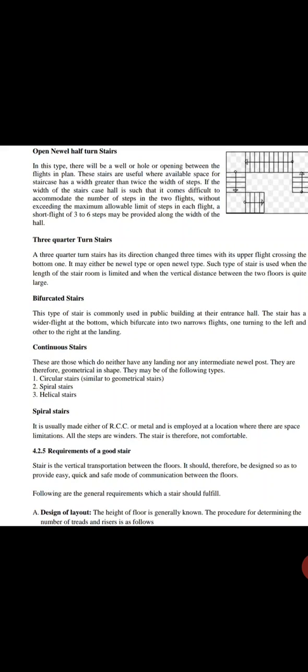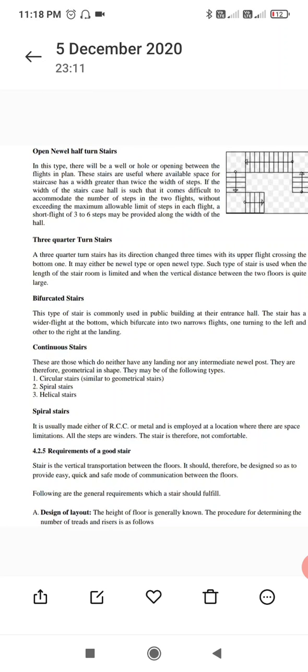Bifurcated stair. This type of stair is commonly used in public buildings at the entrance hall. The stair has a wider flight at the bottom, which is bifurcated into two narrow flights, one turning to the left and the other to the right at the landing.